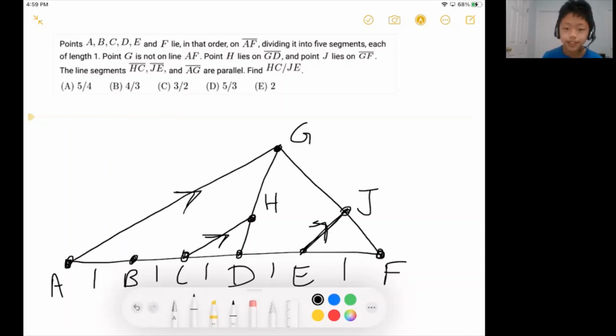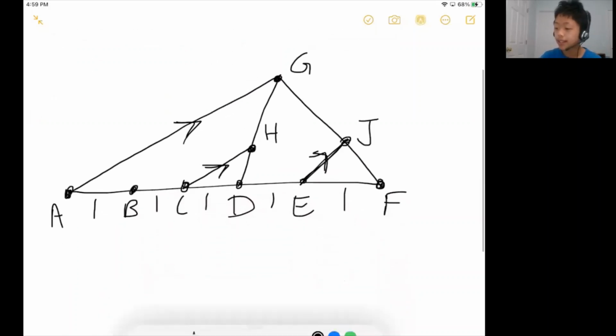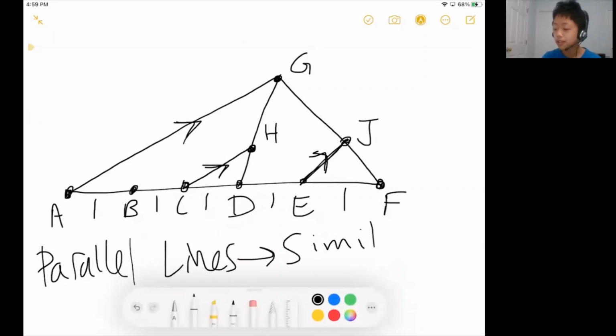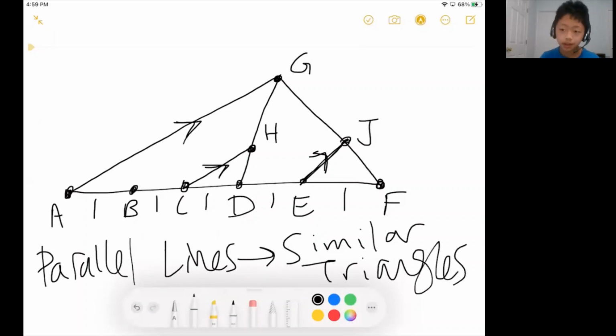So the idea for this question is, whenever you have a bunch of parallel lines, like in this case, it's always important that parallel lines create similar triangles. Probably the most common place you'll see similar triangles is when you have parallel lines. So since we're given so many parallel lines here, that would motivate us to think about using similar triangles.